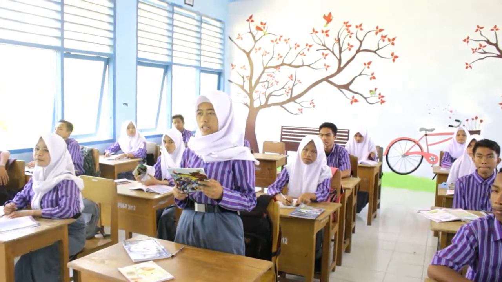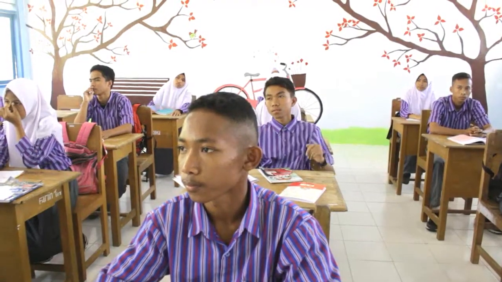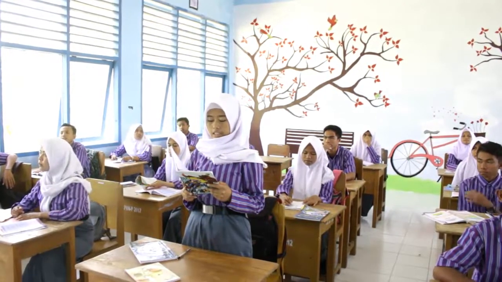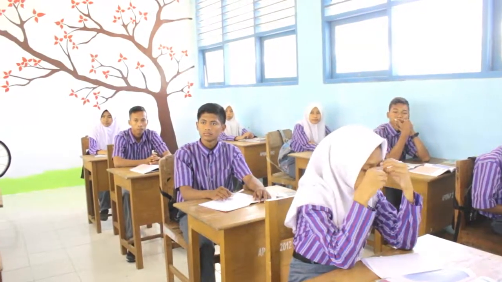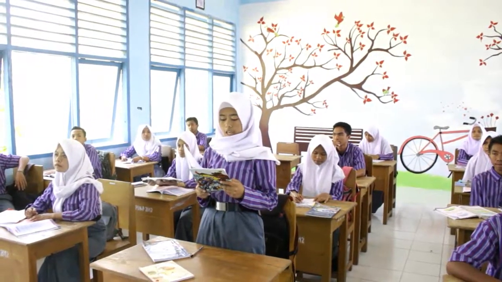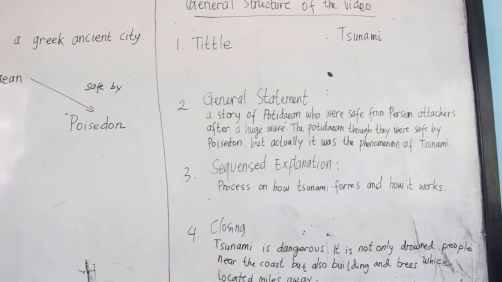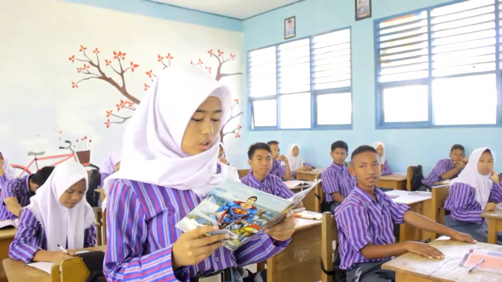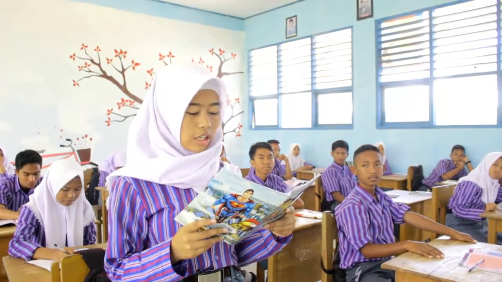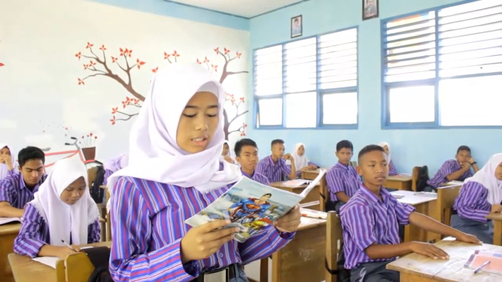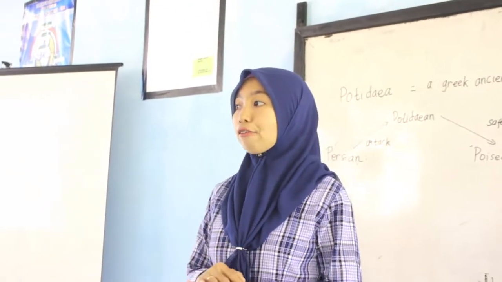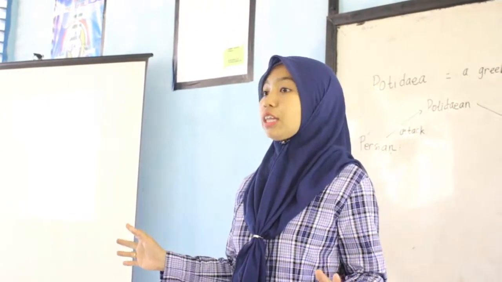How or why a certain phenomenon happens. The general structure of explanation text consists of a title, an opening statement, sequence explanation, closing, and a picture or diagram with labels. Using passive voice, ada kalimat pasif. Using technical terms and language relevant to the subject, menggunakan istilah teknis yang berhubungan dengan topik. Okay, very good conclusion, Dian. I think Dian has concluded all the activity for today.